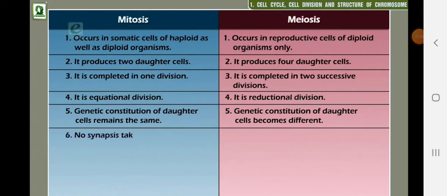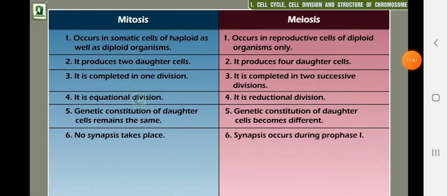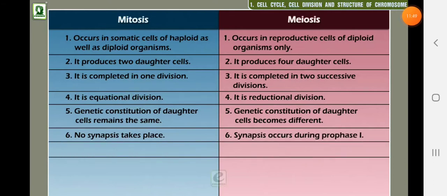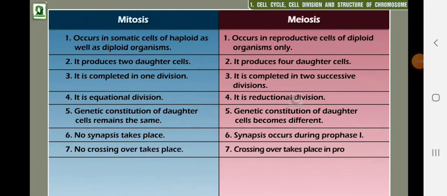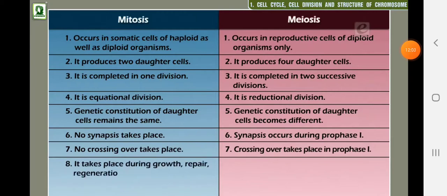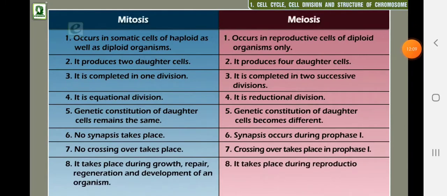No synapsis takes place in mitosis, whereas synapsis does occur during prophase 1. No crossing over takes place in mitosis. Crossing over takes place in prophase 1. Mitosis takes place during growth, repair, regeneration and development of an organism, whereas it takes place during reproduction of an organism in case of meiosis.